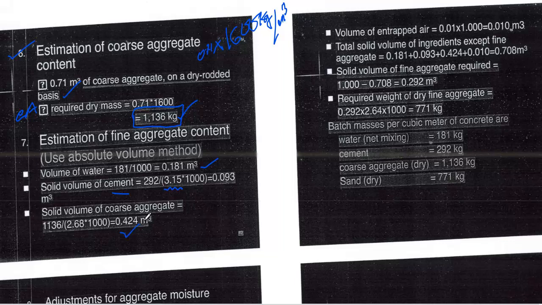So you got 2.64. That means your specific gravity test is almost okay. Now you can see the volume of coarse aggregate you found. For per meter cube, how much volume of coarse aggregate did you find? Okay, 0.424.